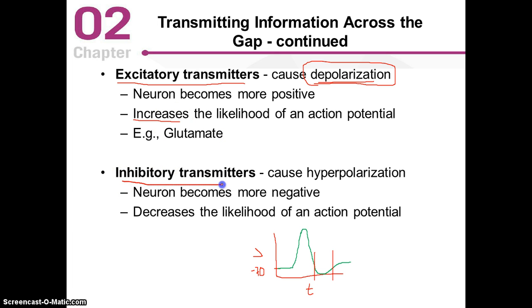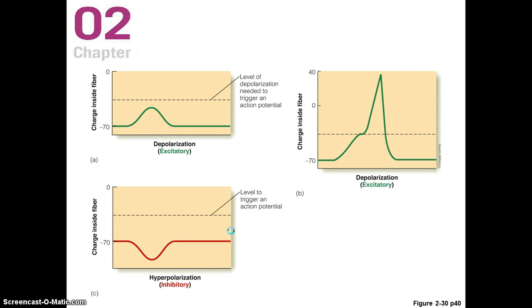Whereas inhibitory neurotransmitters do exactly the opposite. These actually cause hyperpolarization. We'll look at that on the next slide here, making it more difficult for the postsynaptic cell to generate an action potential, actually decreasing the likelihood of a cell generating an action potential. So this figure just sort of shows exactly that. Up here at the top, we show the effect that excitatory neurotransmitters have on the charge inside of a neuron, right?